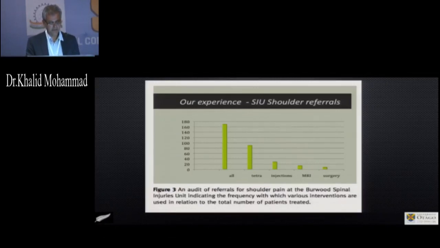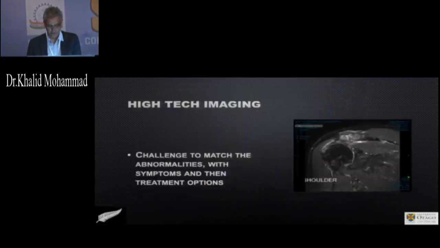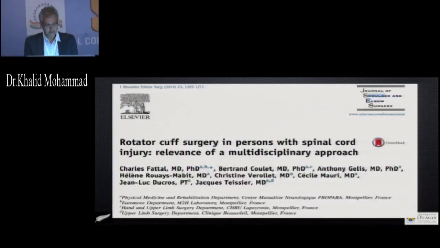So in our experience, what are we seeing and how often are we doing something about it? If we look at this little audit that I did in our own spinal injuries unit, you'll see that of our patients, around half of them were tetraplegics, the others paraplegics, who we saw in our wheelchair shoulder clinic. Some of them had injections, fewer went on to have more high-tech investigations, and only a small amount had surgery. And certainly with the high-tech imaging, there's the challenge to match the symptoms with the pathology.